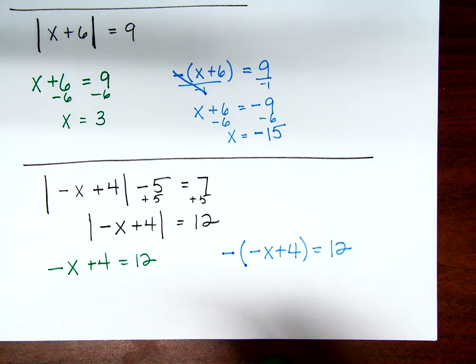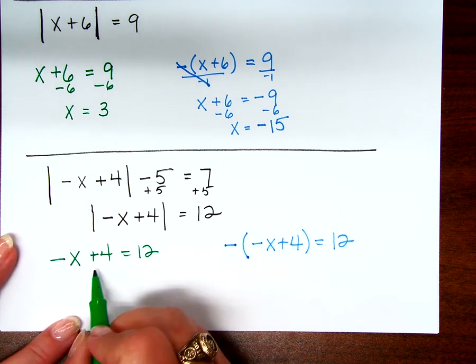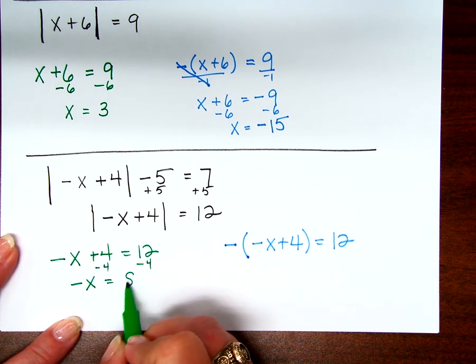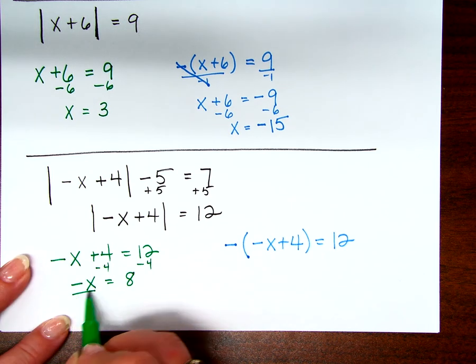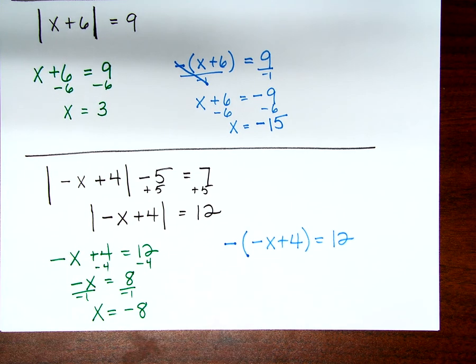Now, solve each equation. How do I solve this on the left-hand side? Subtract 4 from both sides. Negative x equals 8. Is it done? Oh, okay, perfect. Divide both sides by negative 1. X equals negative 8. Okay?